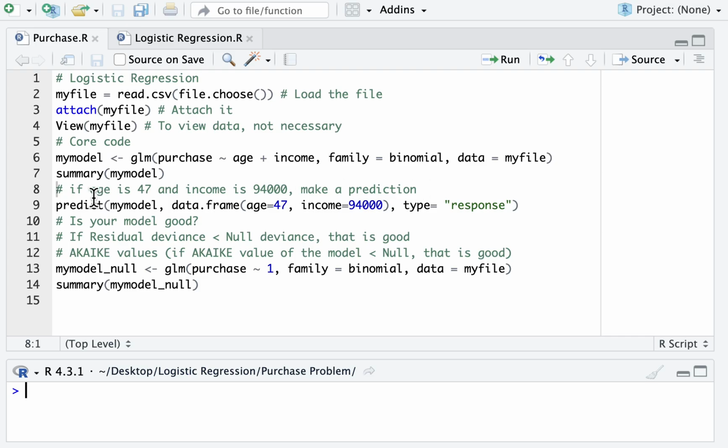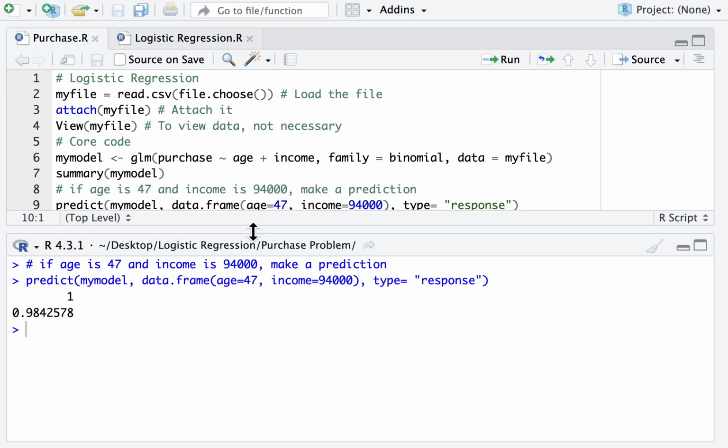In the next step, we want to make a prediction of what would happen if a person has age 47 and income is 94,000. And for that purpose, I will use this code, predict my model, data frame age is 47, income is 94,000, type is equal to response. And if I run this command, it gives us these results.